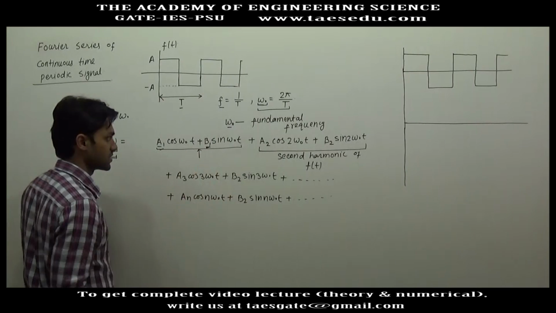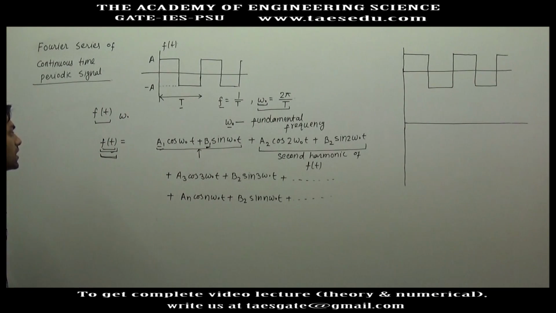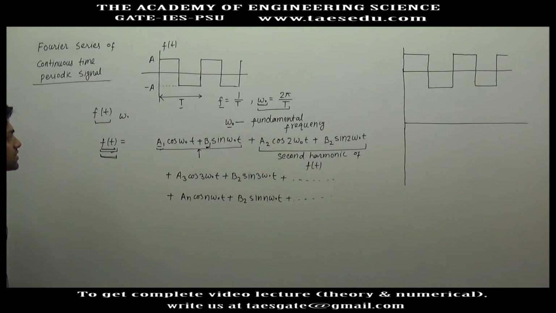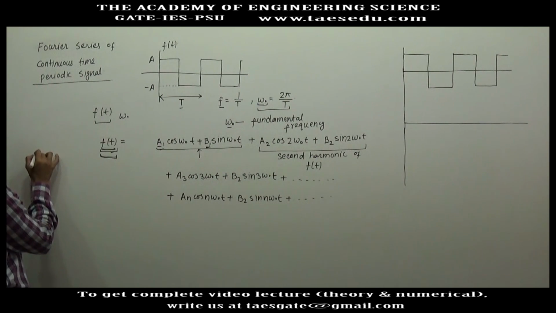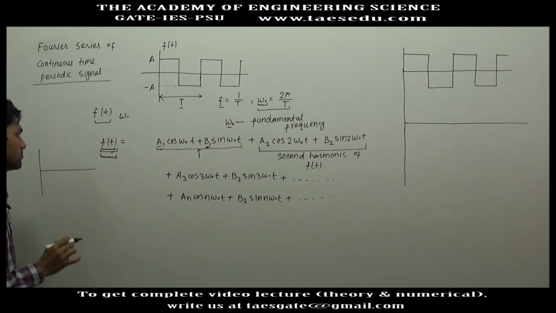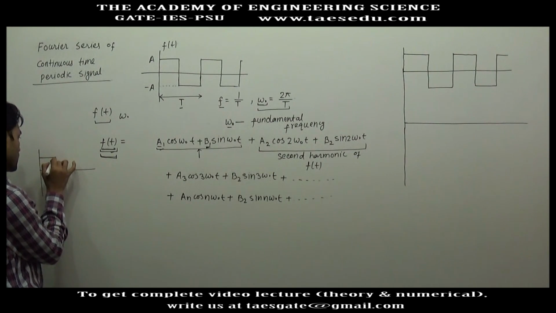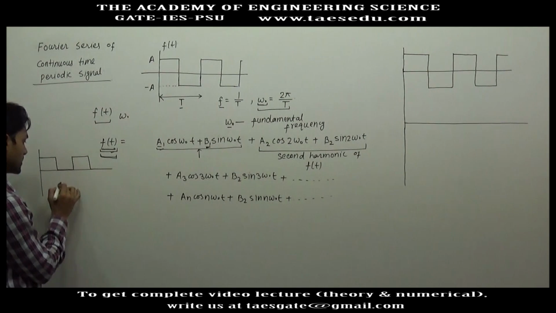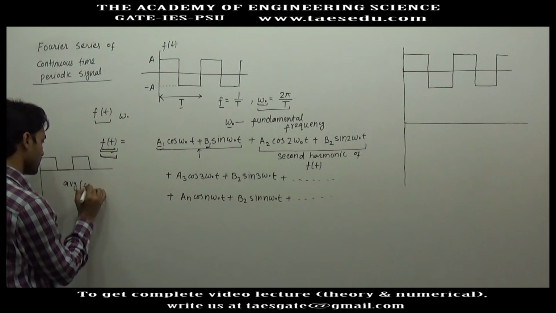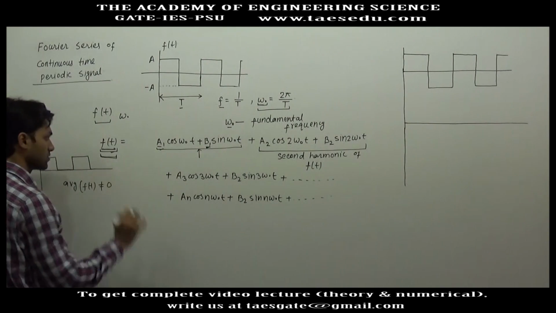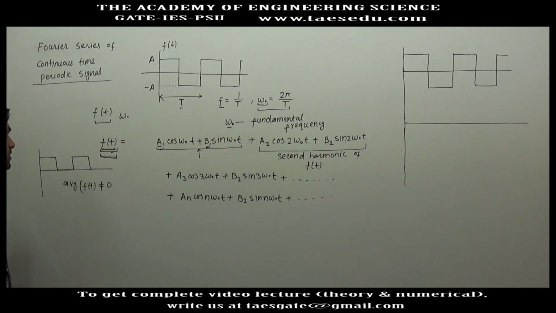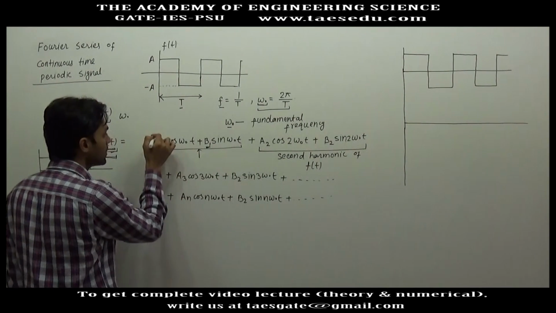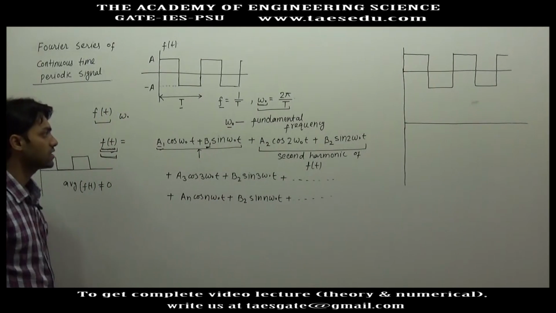One more thing in this representation: if you find the average of f(t), which is a general periodic signal, it is not necessary that the average of f(t) will be 0. If you have this kind of f(t), it is also a periodic signal, but its average is not equal to 0. So you may have some average value, and this is equal to this signal. If you take the average of all this signal, what will you get?